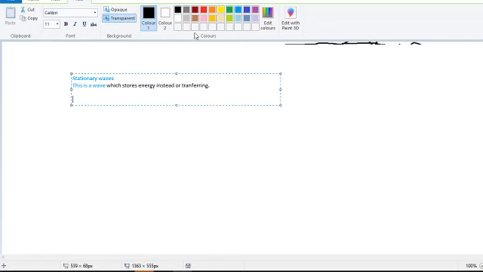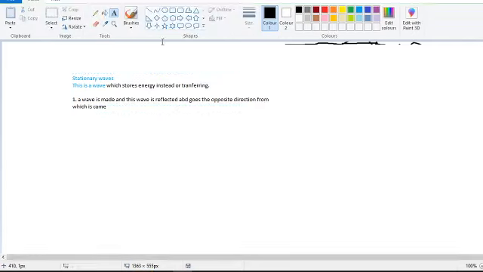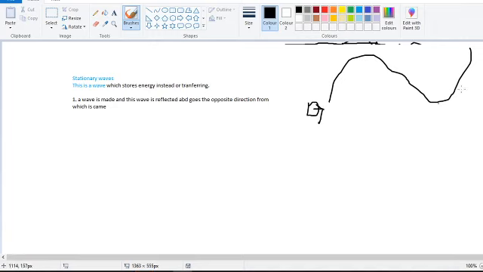So the process of making a stationary wave, that is 1. A wave is made, and this wave is reflected and goes the opposite direction from which it came. So I think that probably would be quite confusing, so I'll explain. The wave is made here and it goes that way, then it is reflected and it goes back that way. Simple.